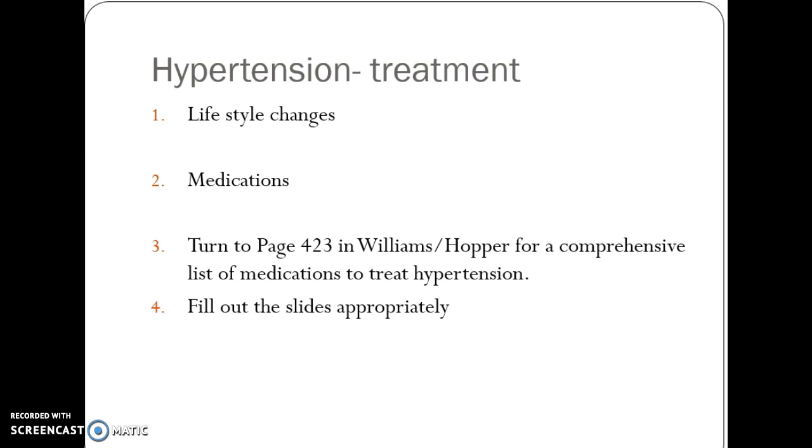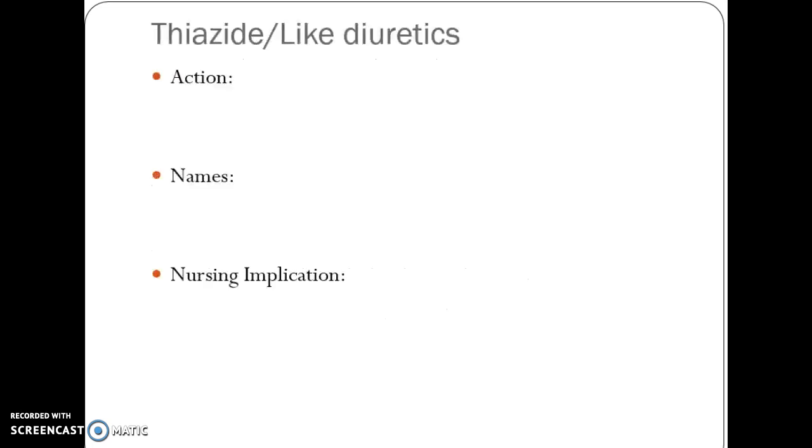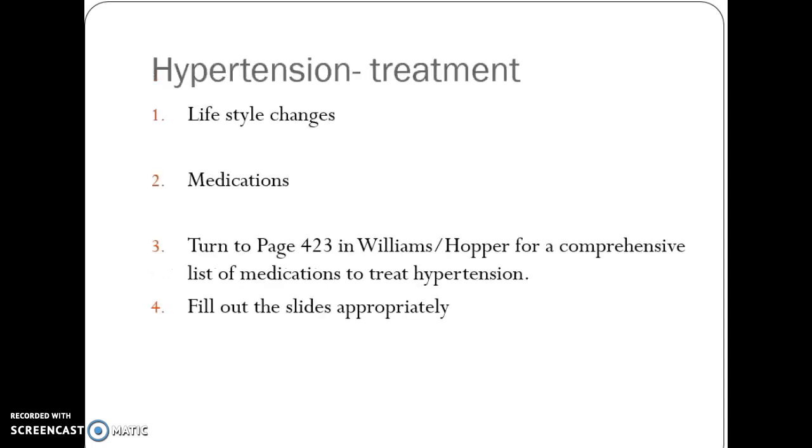Okay, again, making lifestyle changes is very important when you have hypertension. Weight loss, exercise, very important. Then there are medications. In your Williams and Hopper book, there is a pretty good list of the medications that treat hypertension. And the following slides, you just want to fill these out. But even better than filling these out would be to make med templates for each classification, because then you'll have them. But let me just go over them real quickly.